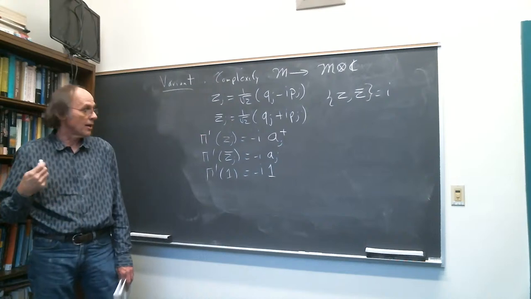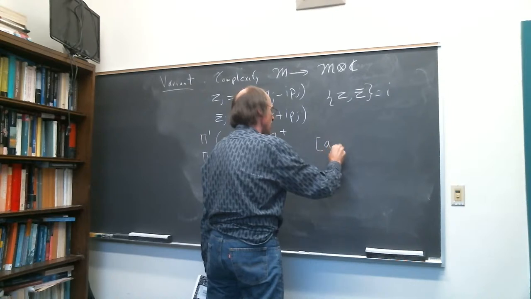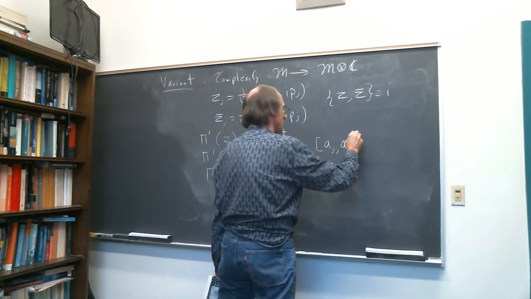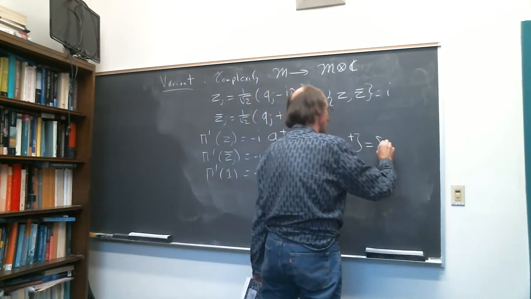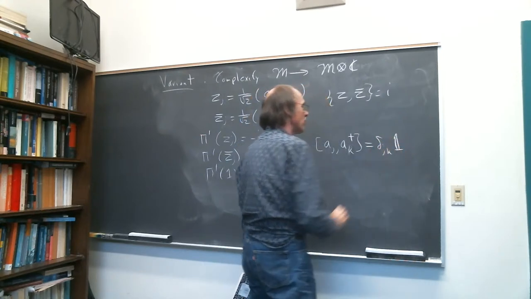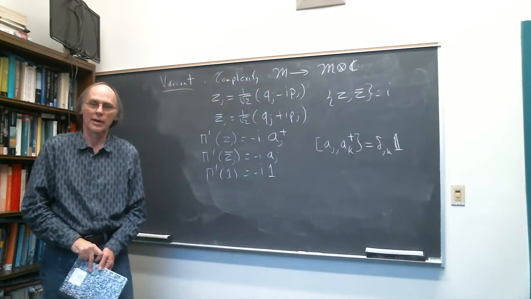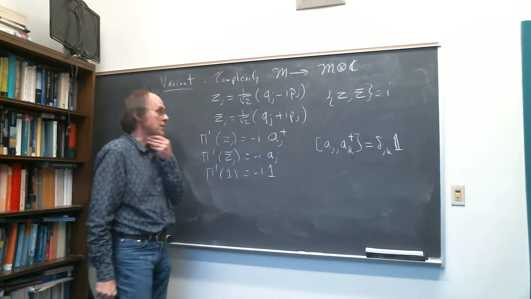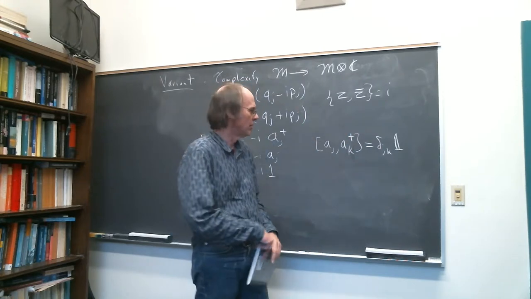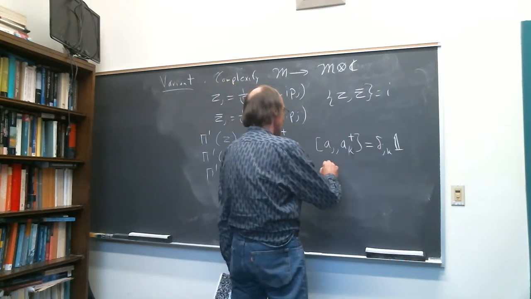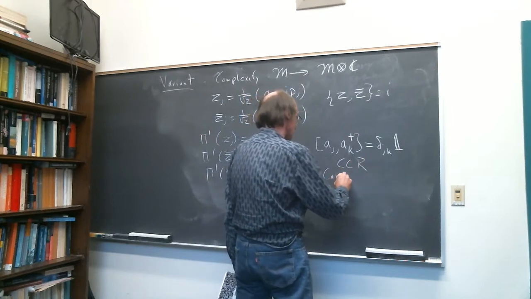Then the Heisenberg commutation relations become that the commutator of A J and A K dagger is delta J K, again times the identity operator. And now I'm getting rid of the h bar. Okay. And so these are often called the canonical commutation relations. Sometimes you'll see these referred to as the CCR, the canonical commutation relations.